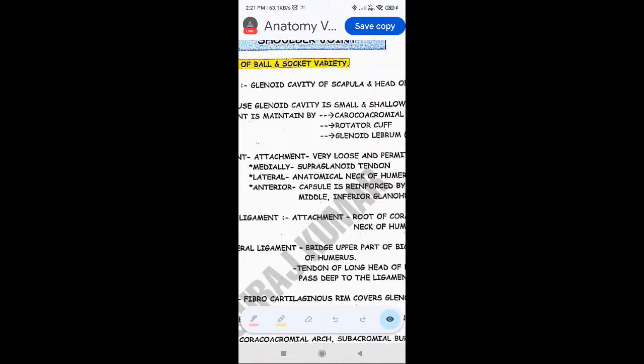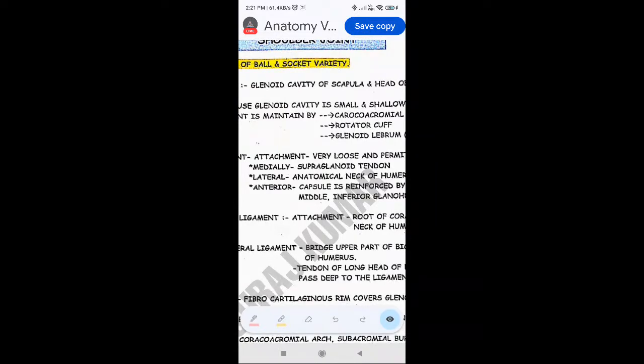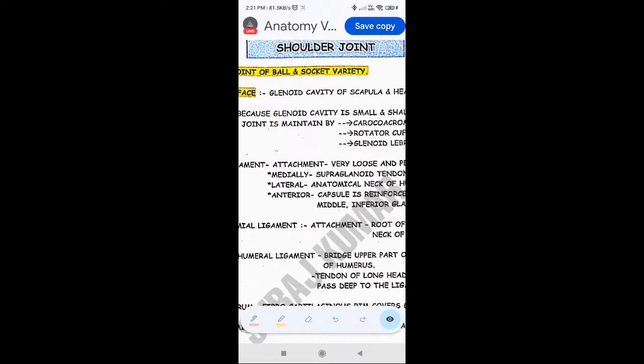What is septic arthritis of the shoulder joint? A portion of the epiphyseal line of the proximal humerus is intracapsular. Therefore, septic arthritis of the shoulder joint may occur following metaphyseal osteomyelitis. Talking about synovial membrane.